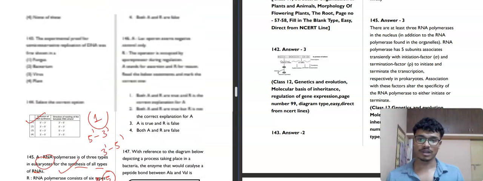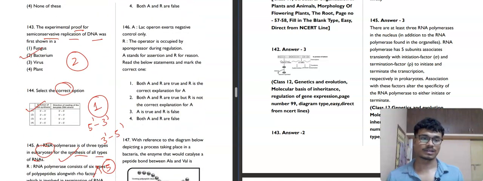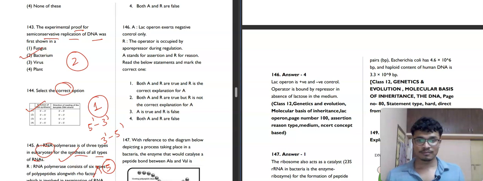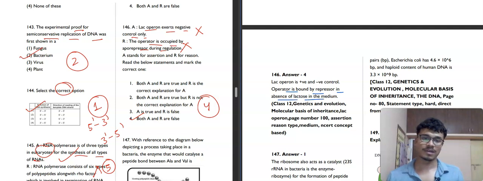Now we'll move towards the next question, question number 146. Lac operon exerts negative control only. Is it? Do you think so? In NCERT it is written that lac operon can exert positive regulation as well, but this is not beyond our understanding at this level. So this is not correct, and the statement that the operator is occupied by operator is not correct. So both assertion and reason are false. So the fourth option is our correct answer, that the operator is bound by repressor in absence of lactose in the media.